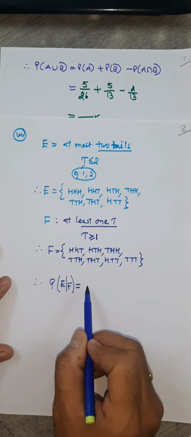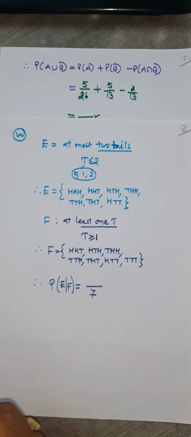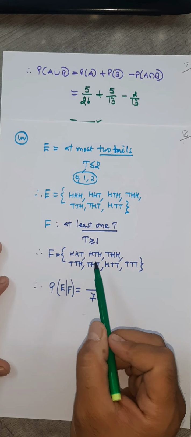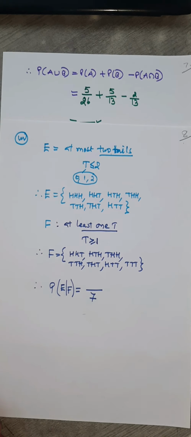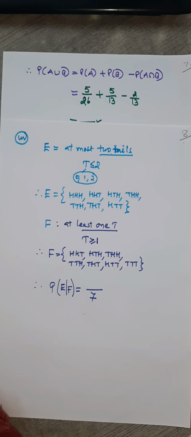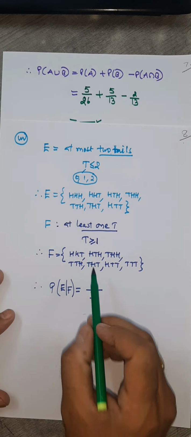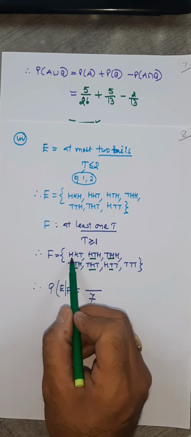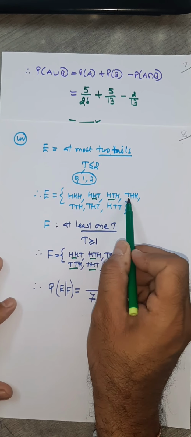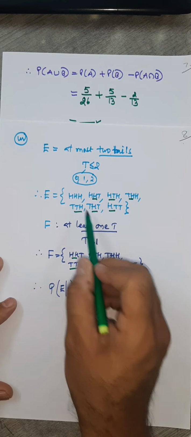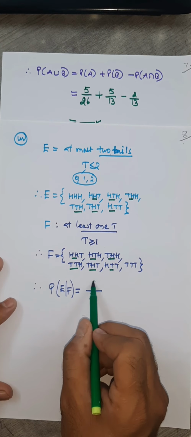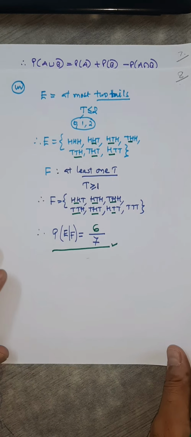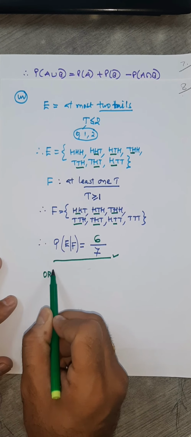Here F has how many outcomes? 7 outcomes. So upon 7. Now the intersection of these two. What are the outcomes in this intersection? You have 1, 2, 3, 4, 5 and this one 6. These two are not common. So 6/7. Or you can write, I'm just writing for your information.